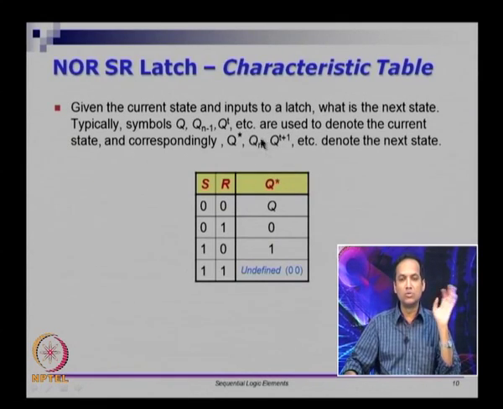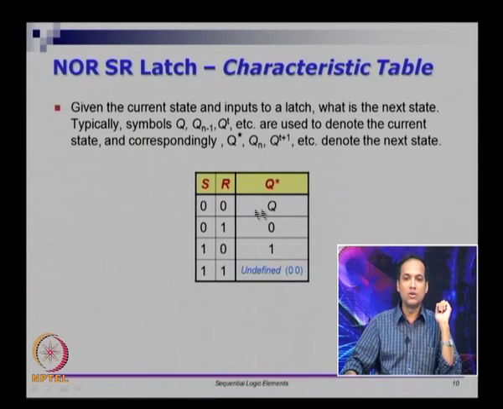So we will use them as much as possible. I will try and use Qt and Qt plus 1 to represent this. So let us see what a characteristic table is. If both are 0, then Q star, or Q in the future, is the same as Q in the current value. So if the current value is Q, it could be 0 or 1, and Q star will go to 0 or 1 depending on Q.